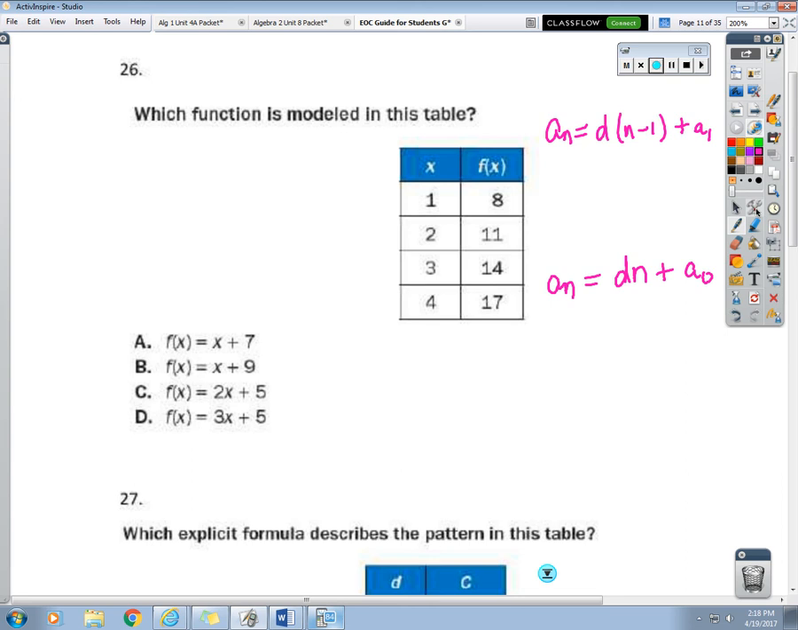Okay, well, the first term was 8, the second term was 11, the third term was 14, the fourth term was 17. So what's the common difference? Where does it go in this formula? The D. What they're going up or down by will always be beside the n. Think about it. It's like slope, right? This is like slope.